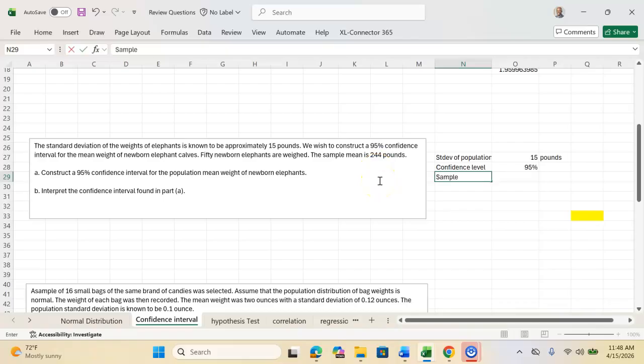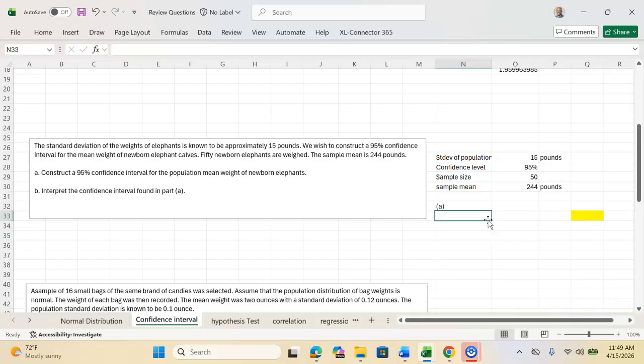So 50 newborn elephants were weighed. So the sample size here is 50 newborn calves. The sample mean is 244 pounds. So we're going to work on part A. A says construct a 95% confidence interval for the population mean weight of newborn elephants.